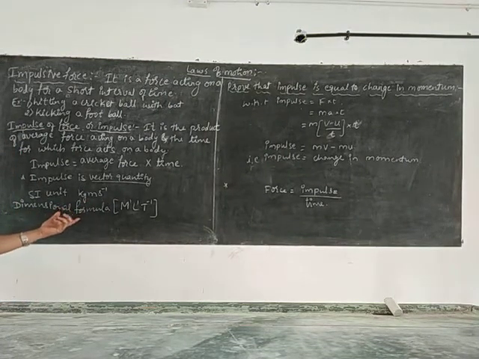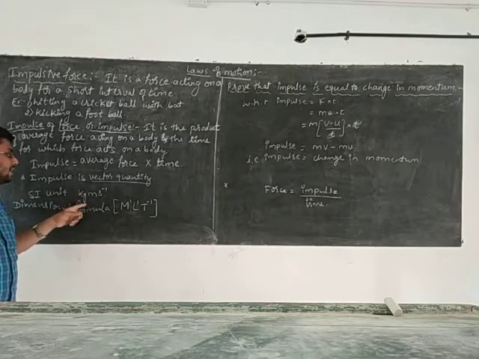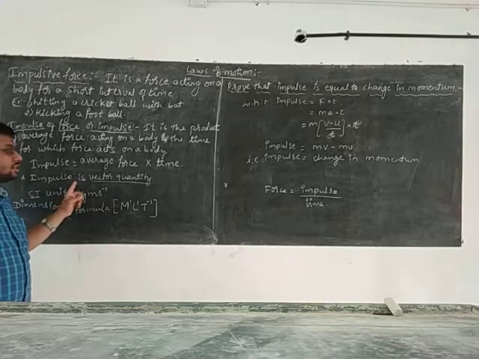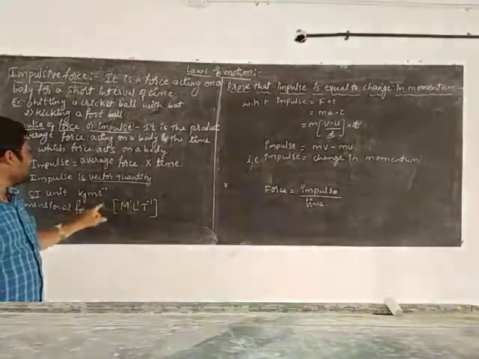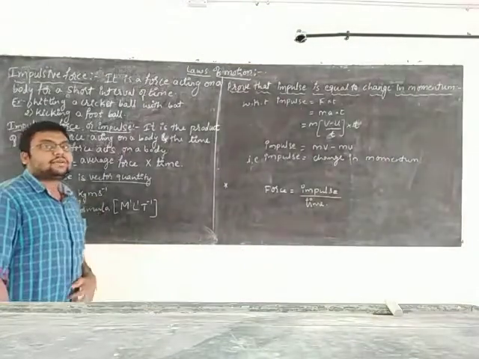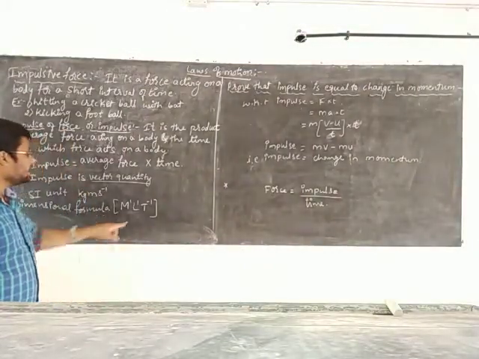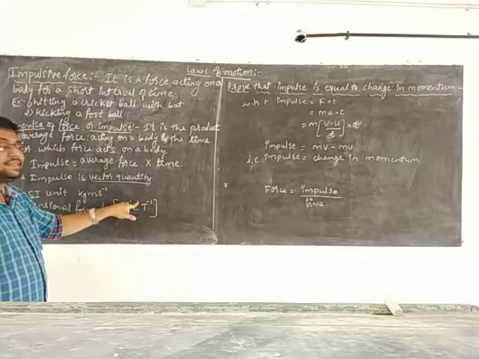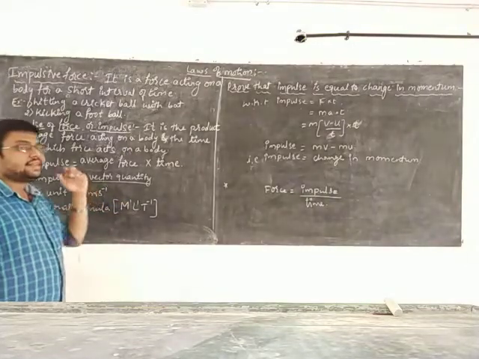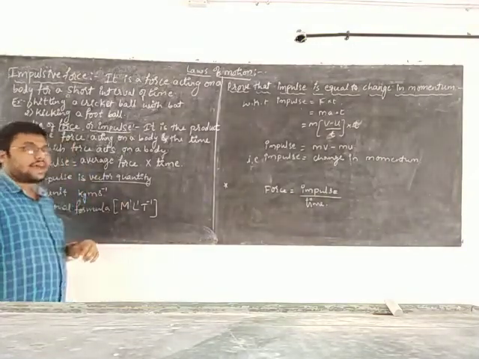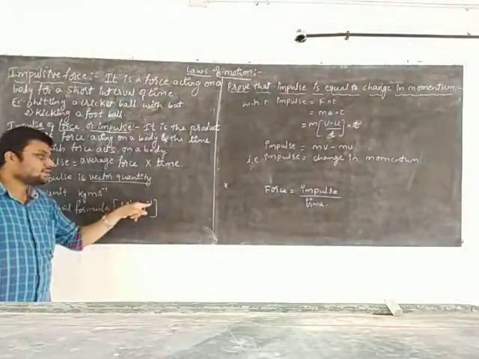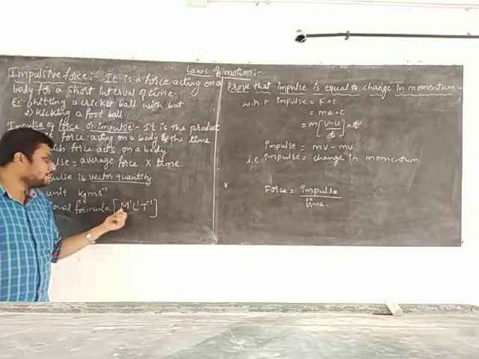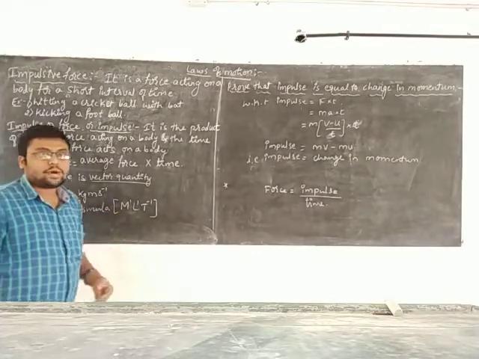And the dimensional formula, we already know how to write the dimensional formula. Here kg is the SI unit of mass and the dimension of mass is M. Power is 1 here, so M is raised to 1. And meter is the SI unit of length and the dimension of length is L. Power is 1, so L is raised to 1. And second is the SI unit of time, so the dimension of time is T. Power is -1, T raised to minus 1. So M raised to 1, L raised to 1, T raised to minus 1.